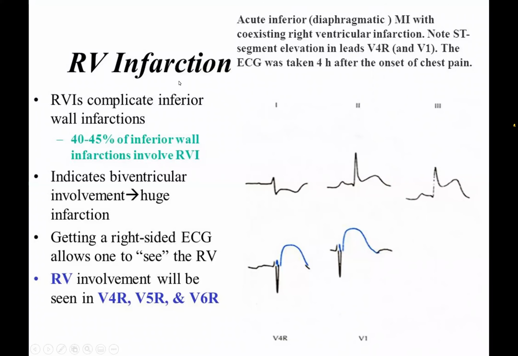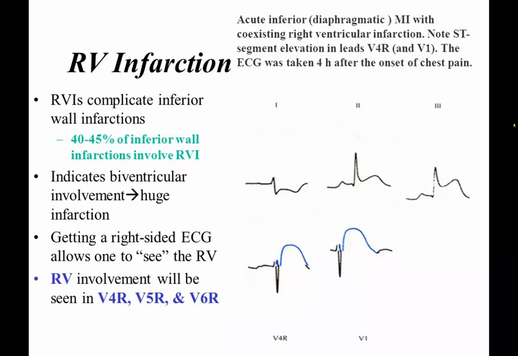Inferior MI with RV infarction is not uncommon. 40 to 45% of inferior MIs may involve the right ventricle. It's important to recognize it because it is a huge infarct. It involves the inferior wall of the left ventricle and the right ventricle itself. Mortality is higher than in pure inferior MI.